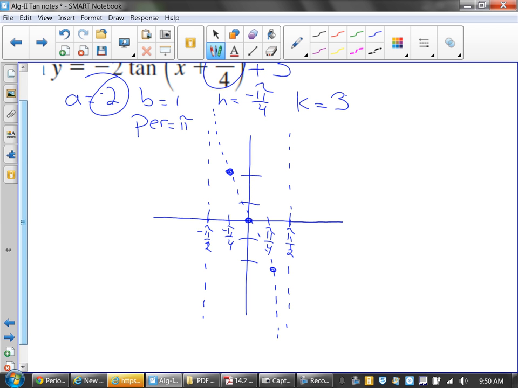That's not shifting. No, we always start with the parent function. My ordered pairs for the parent function then are -pi/4, +2, 0, 0, and +pi/4, -2.